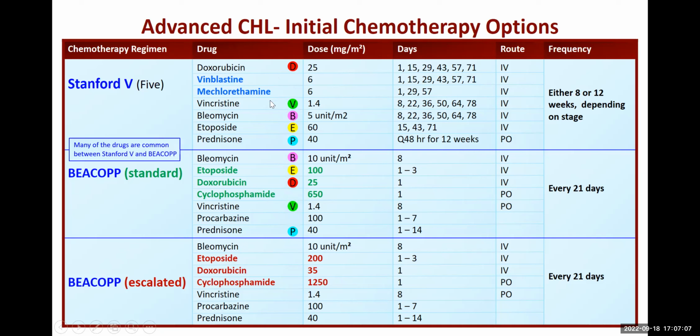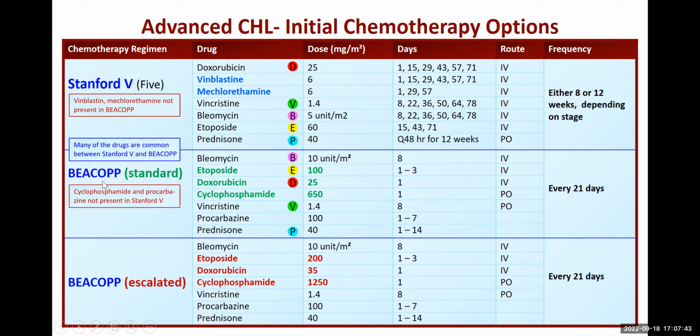These are the abbreviations used for different drugs. For doxorubicin, we usually denote it by an A, adriamycin. But anyway, this is given over here. Vinblastine and mechlorethamine are present here, but not in BCOP. And cyclophosphamide and procarbazine are not present in Stanford 5.